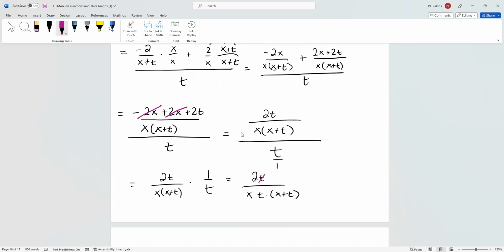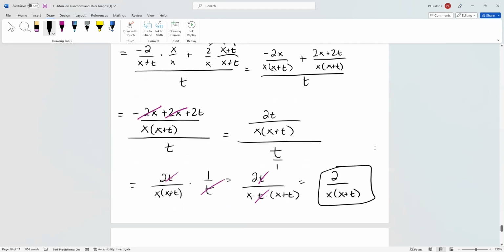And now these t's cancel, right? You could have done that back here as well. It's all multiplication and division. The t's cancel. And our final result is 2 over x times x plus t. And that is our difference quotient.